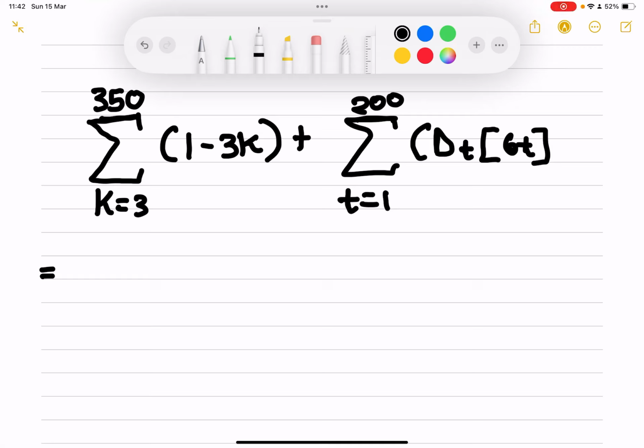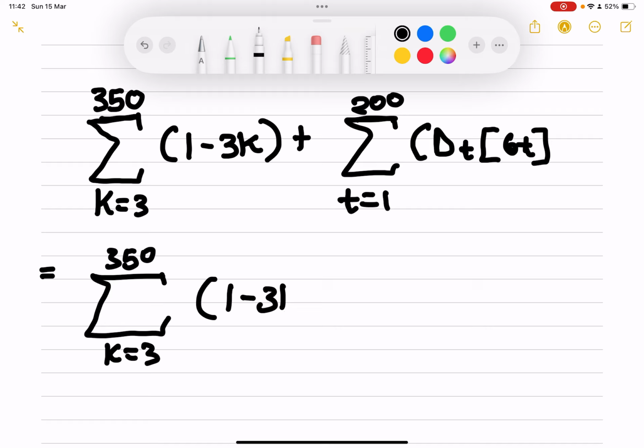In this video, we are asked to solve the following expression. And we can see that we are given sigma notation, right? So, ladies and gents, we are going to first start by working with the first sigma notation. Let me just rewrite it here. We have 350, k equals 3, and 1 minus 3k.